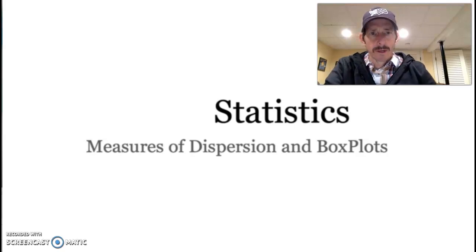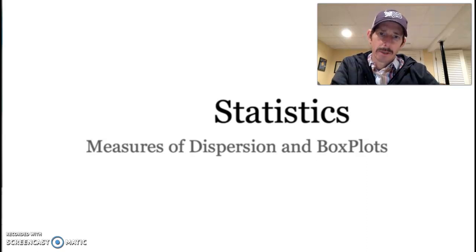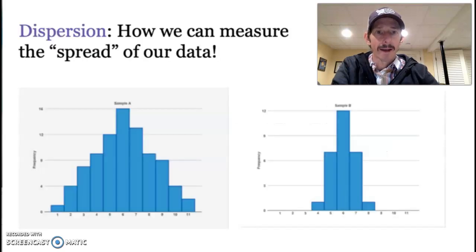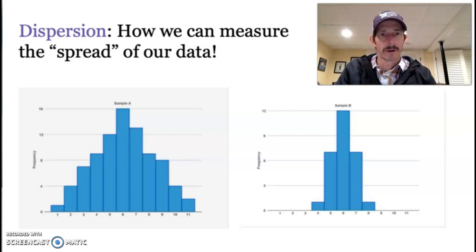All right, we have already talked about measures of central tendency, measures of center, and now we're going to talk about measures of dispersion. Those go together. The measures of center talk about where the middle of the data is, and measures of dispersion are going to talk about how wide or spread out the data is around it.